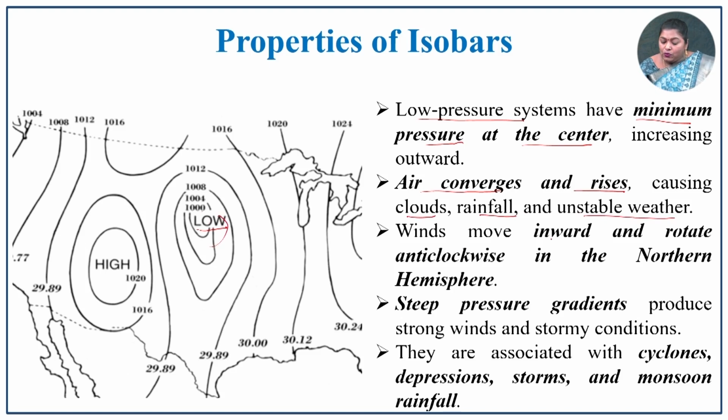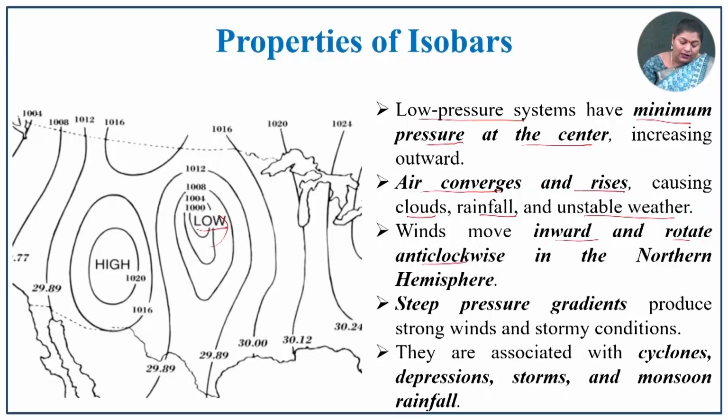And the wind moves inward and rotates. So, in the cyclone, how will the wind be moving in the northern hemisphere? It rotates in the anti-clockwise movement. So, in the northern hemisphere, the wind rotates anti-clockwise. It is vice versa in the southern hemisphere, where it is a clockwise movement. Thus, it has the steep pressure gradient which produces strong wind and stormy conditions.